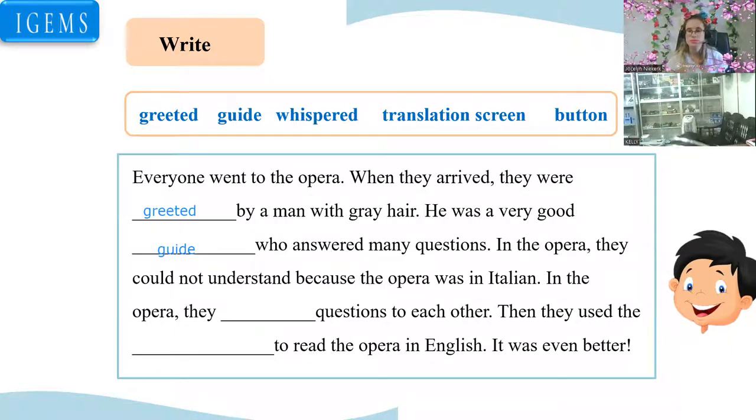They button, I think button, or whisper, okay. Then they used the what to read the opera in English? Translation screen. Okay.